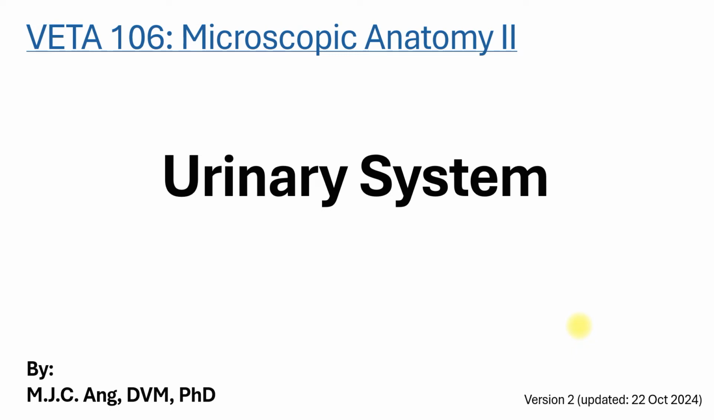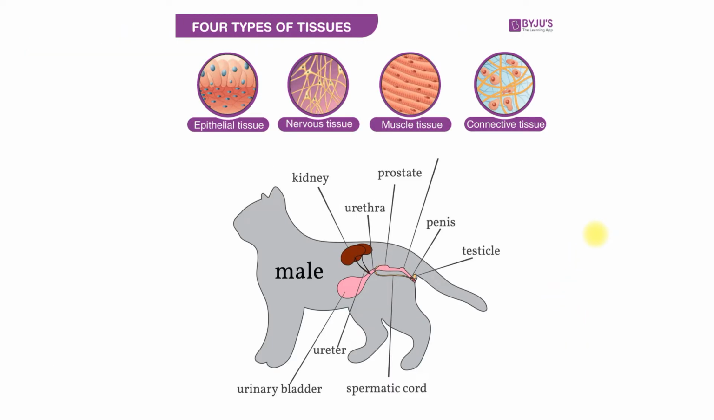Okay, so for this topic, we will be talking about the urinary system. When we talk about the urinary system, what are the main types of tissue that can be found within the organs comprising the urinary system? Of course, when we say urinary system, the first organ that comes to mind would be your kidney, right?